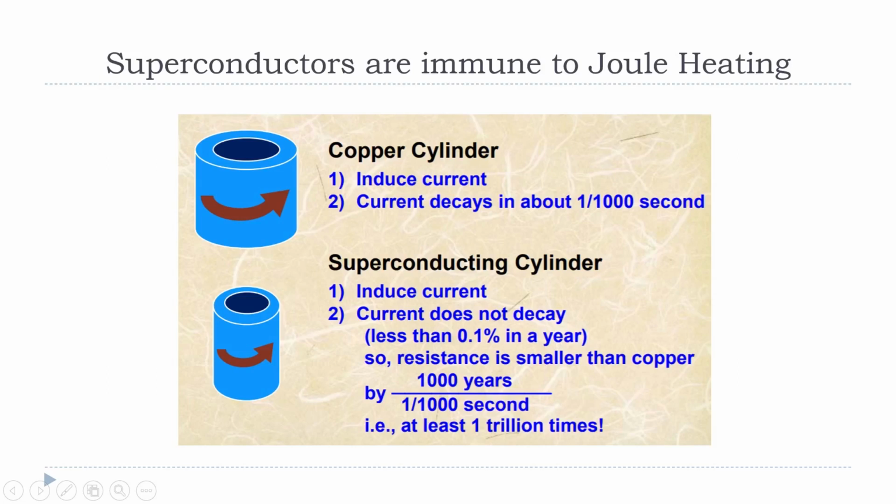And that decay is given as less than 0.1 percent in a year. That is very small. So this current produced can be stored in a superconducting material. Hence it has several applications. So from this we understand superconductors are immune to Joule heating. It does not have any heat loss.